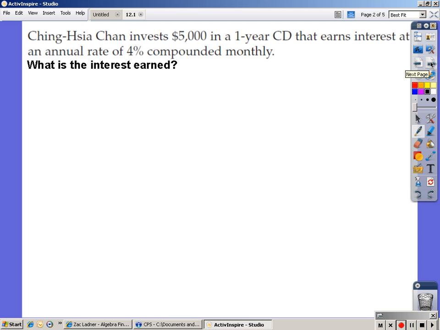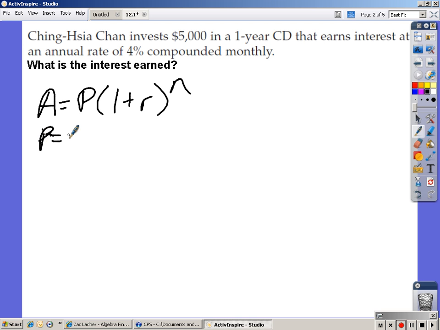Chan invests $5,000 in a one-year CD that earns interest at an annual rate of 4% compounded monthly. First thing we need to do, we're using our formula A equals P times 1 plus R to the n power. We need to identify our variables. P equals 5,000. R equals 0.04 divided by 12. And go ahead and leave it in fraction form unless your decimal works out nice and neat.